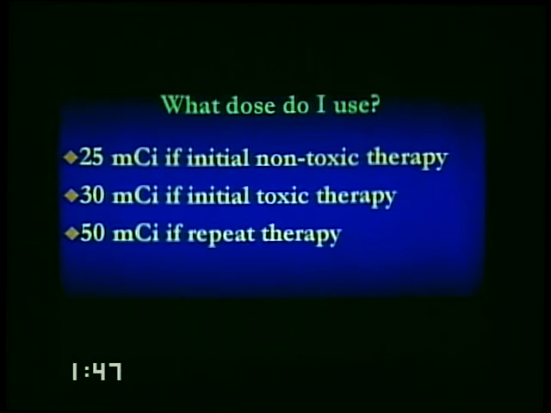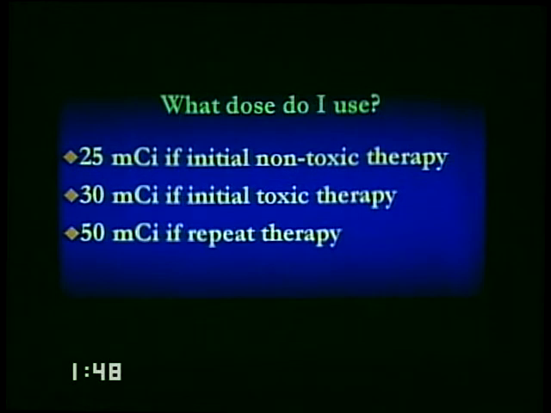I start off by giving 25 millicuries. If they are toxic to begin with, if they've got very, very high radioactive uptake, if it's 95 or 85%, I'm going to start off by giving 30 millicuries. If they come back, they're going to get a higher dose. But this is not a homeopathic 1 millicurie more. I'm going to give them 50 millicuries and be done with it. So they'll never come back to me. And I think that works well.